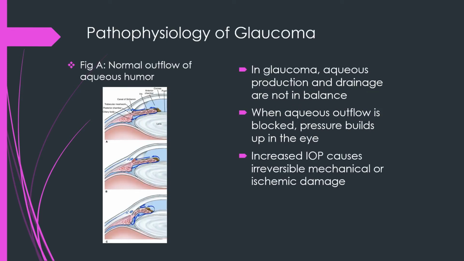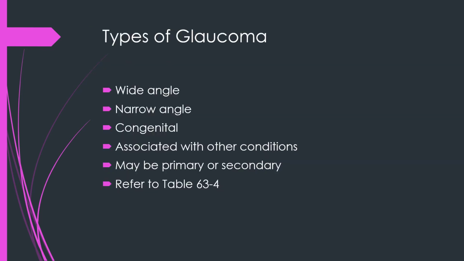Glaucoma is an alteration in the normal outflow of aqueous humor. When production of aqueous humor and drainage are not in balance, pressure builds up. This is referred to as increased intraocular pressure. This increase in pressure damages tissues of the retina and causes ischemia to the optic nerve. Glaucoma is classified based on the mechanism of impaired outflow, association with other conditions, and is either congenital, primary, or secondary. Review Table 63-4 for the two most common adult types of glaucoma, wide and narrow angle.